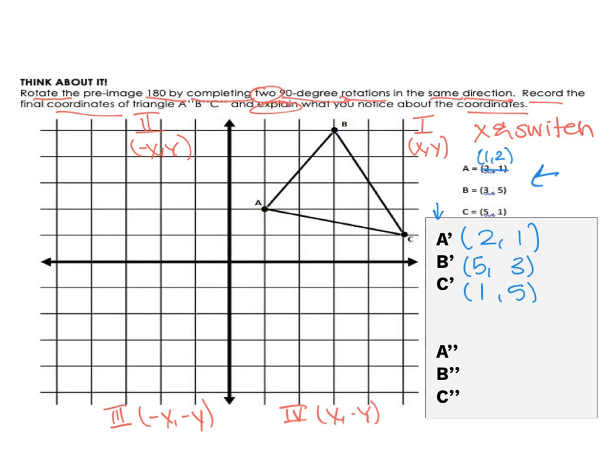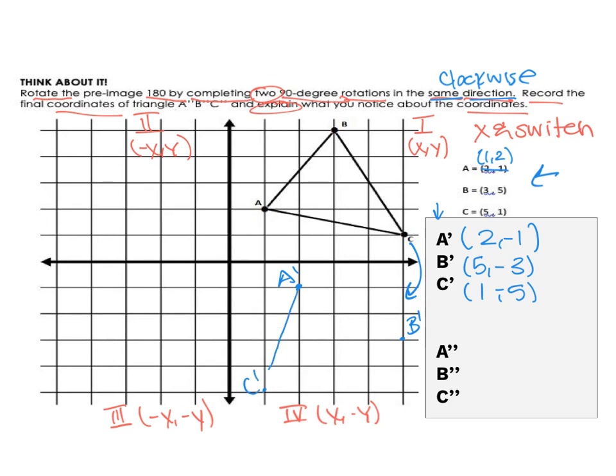They said I can pick the direction, just go the same direction. So I'm gonna go clockwise. Clockwise will put me in quadrant 4. So my Y's are negative. I'm gonna go ahead and plot that first rotation. So 2, negative 1 is where A prime is. 5, negative 3 is B prime. And 1, negative 5 is C prime.